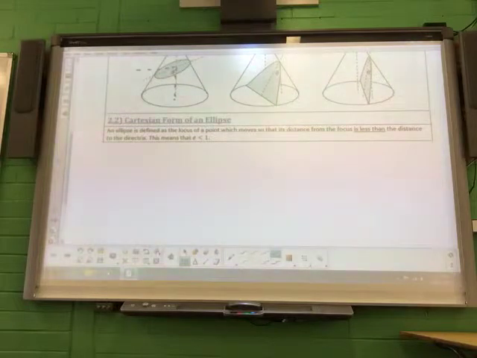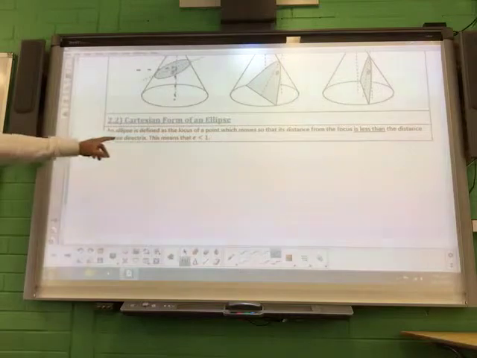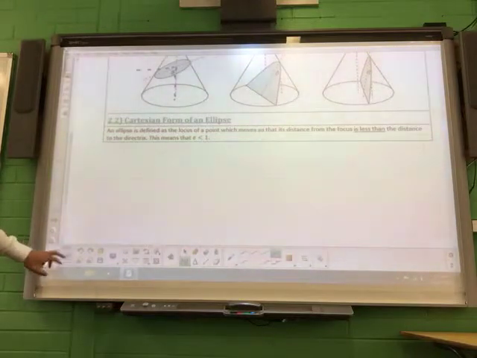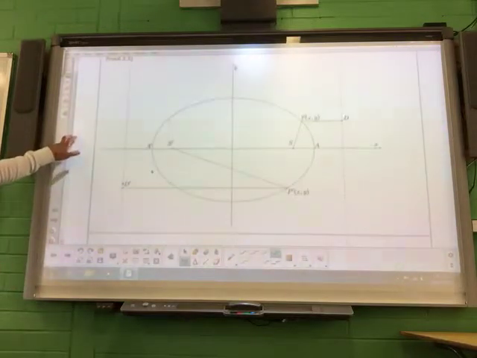So, an ellipse is defined as the locus of the point which moves so that the distance from the focus is less than the distance to the directrix. So we're saying that the eccentricity, that ratio, is less than 1. For a parabola, the eccentricity is 1, but when it is less than 1, the distance between the focus and a point is less than that same point to the directrix, and we will form an ellipse. And that's what it looks like.